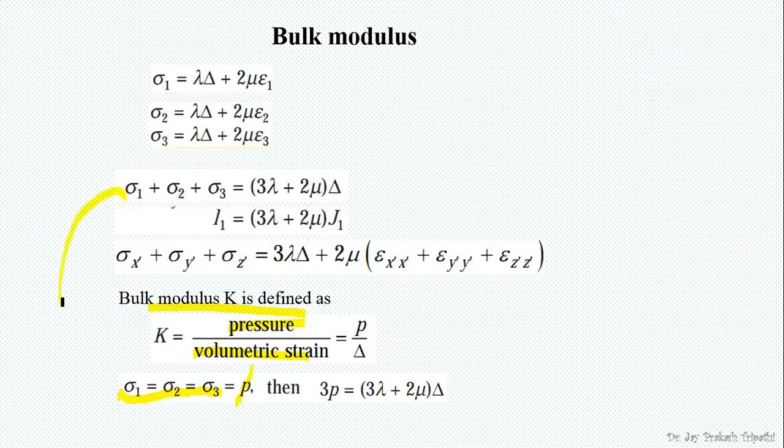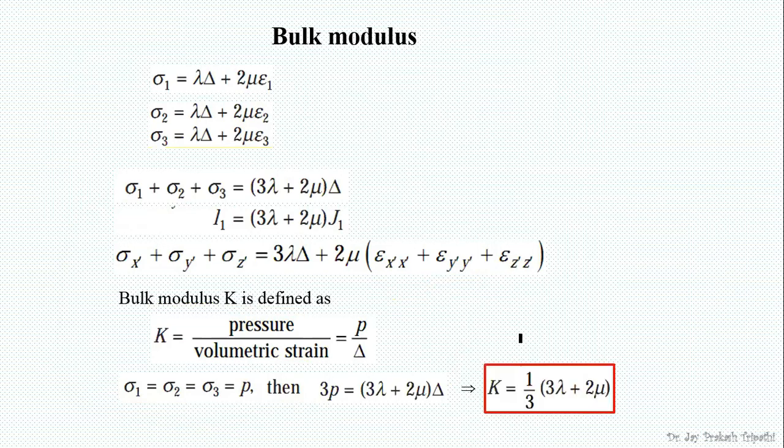Then from this equation we will get 3p is equal to 3 lambda plus 2 mu times delta. So this delta may be obtained by summation of these three strain components, or summation of epsilon 1, epsilon 2 and epsilon 3. Finally, if we divide both sides by delta, then we will get bulk modulus K, and K will be equal to 3 lambda plus 2 mu divided by 3. This is a very important relationship.